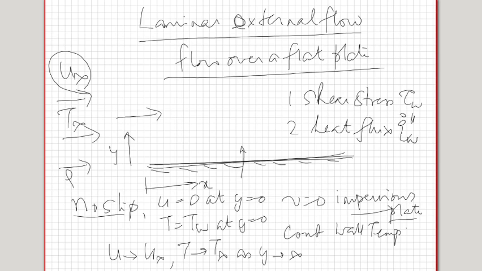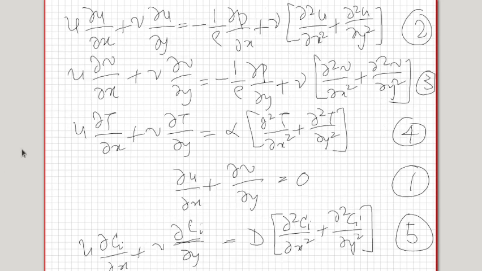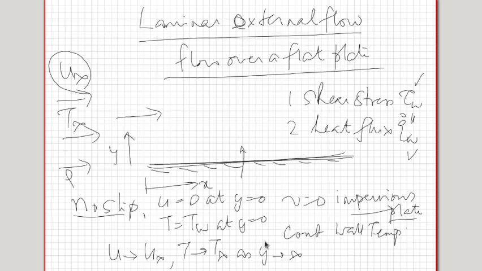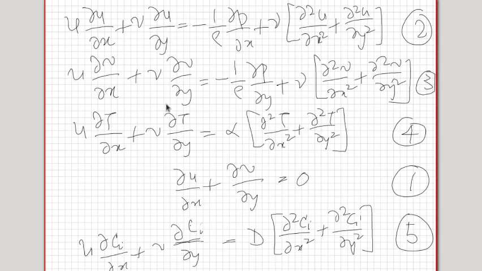Now tau wall and q dot double prime at wall are the two things that we would like to consider by studying the flow over a flat plate. So the convection study over a flat plate basically needs to give us these two results. In order to solve this problem, we have to go back to these equations, apply the boundary conditions that I have given here, and solve them.